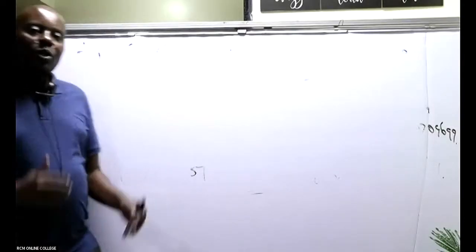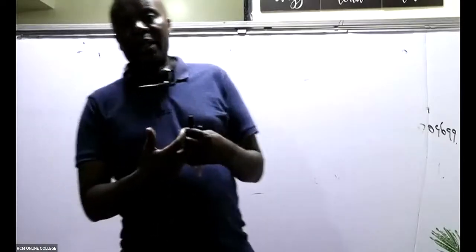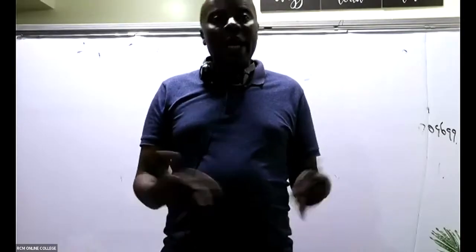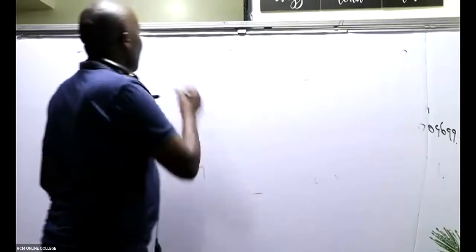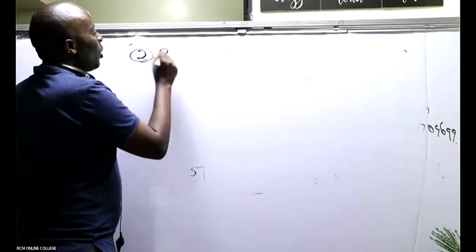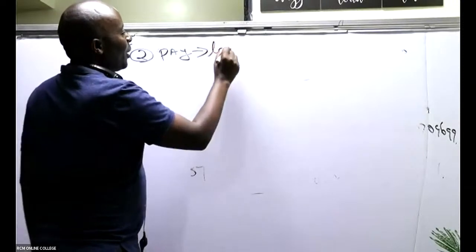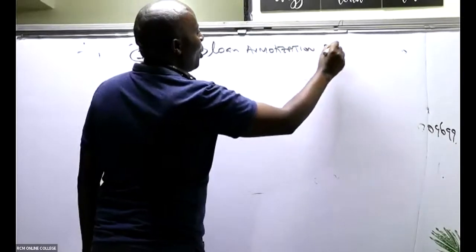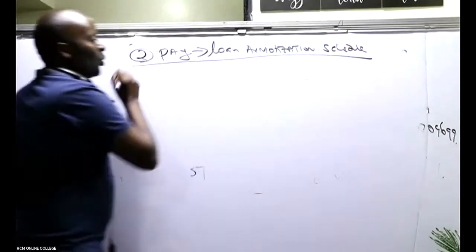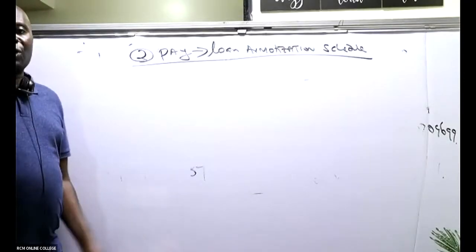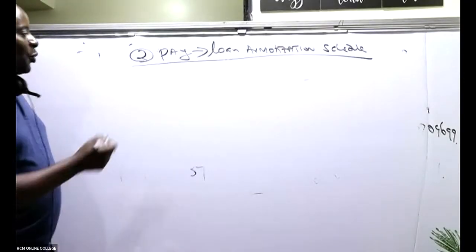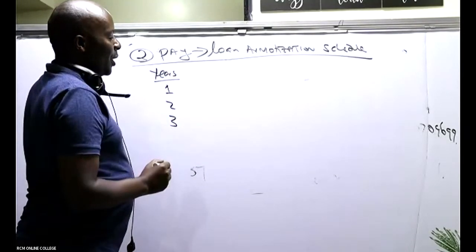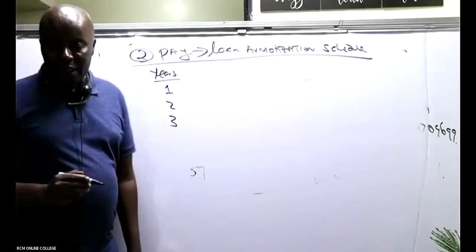Thank you so much. So then, having established a liability, the second thing that we need to do is to pay. So number two, the lease liability shall be paid. We normally pay it through a loan amortization schedule. So you prepare a loan amortization schedule, because now you know you owe. Remember, we have 3 years: years 1, 2, and then 3.